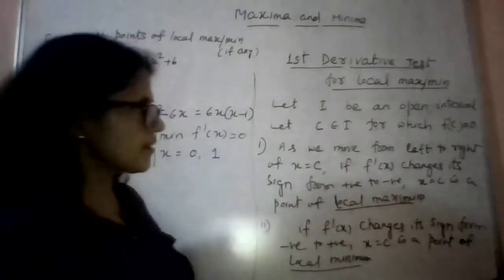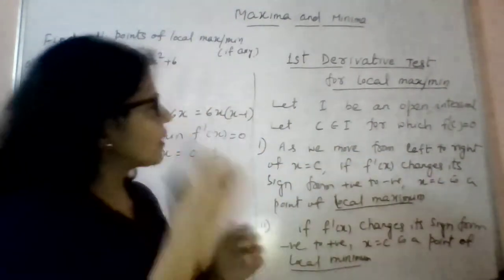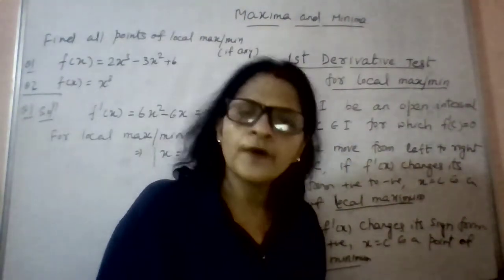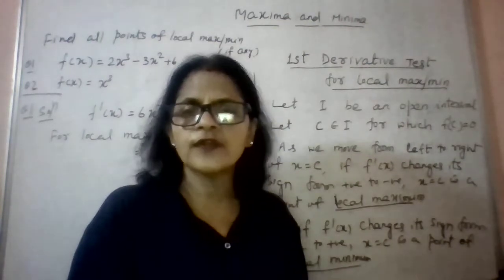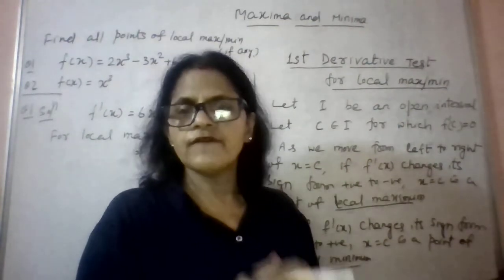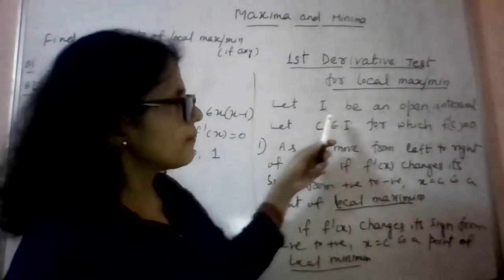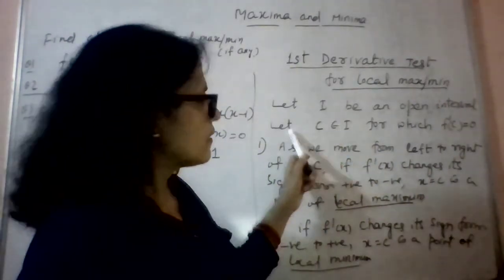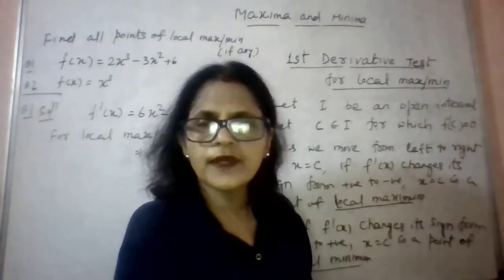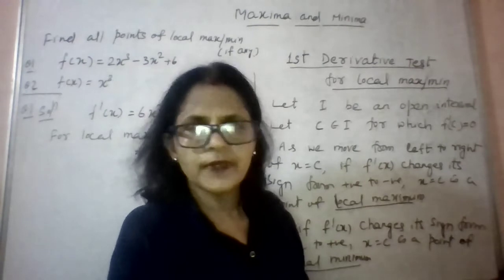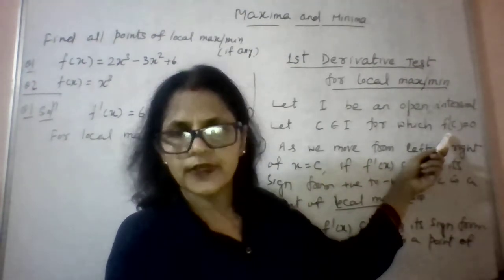First derivative test for local maximum and local minimum. As we know, at the point of local maximum and local minimum, f dash x equal to 0. So let's give a formal definition to it. Let I be an open interval. Let C belongs to I, for which f dash C equal to 0. It means x equal to C is the critical point.